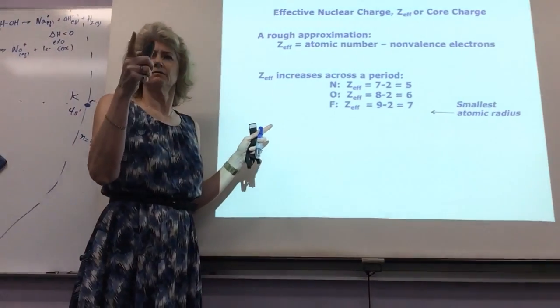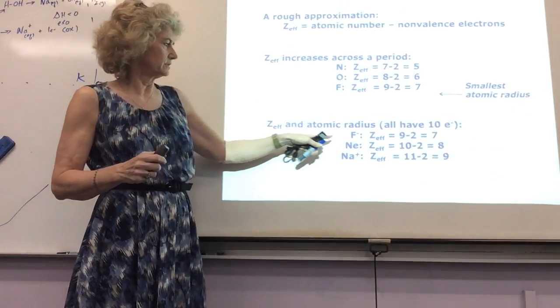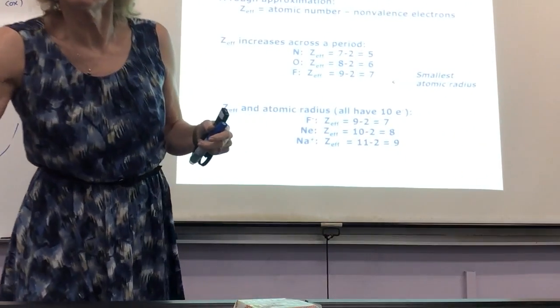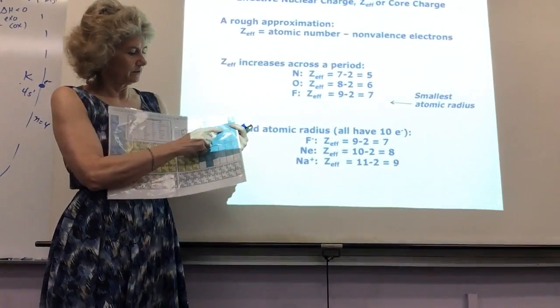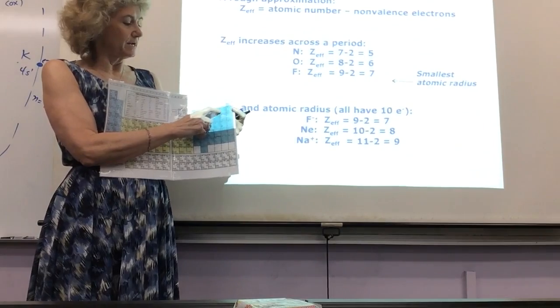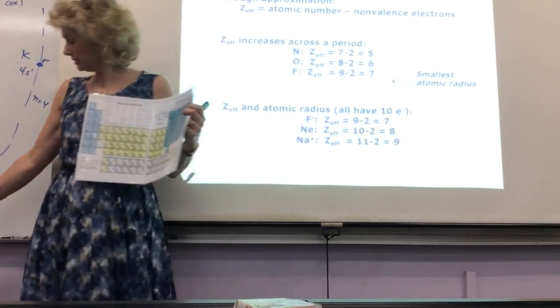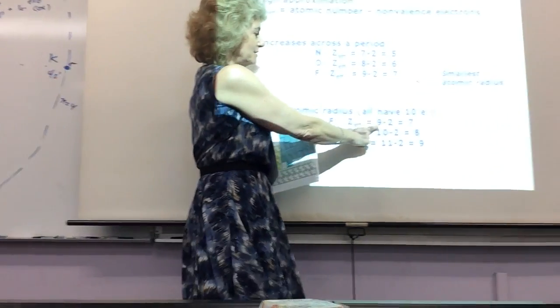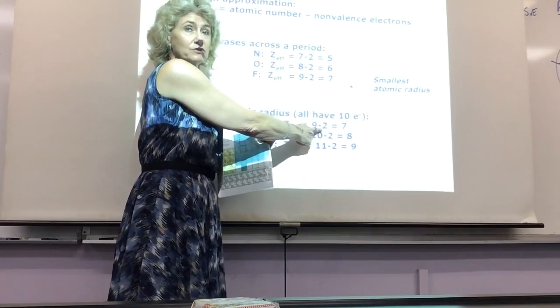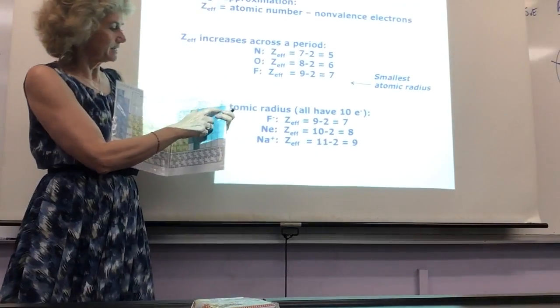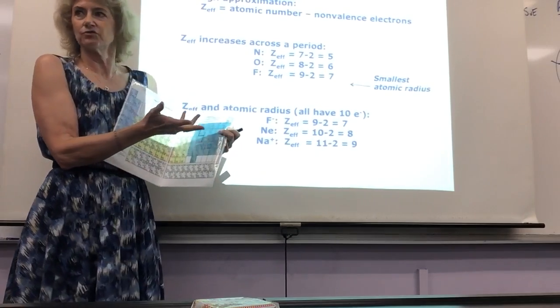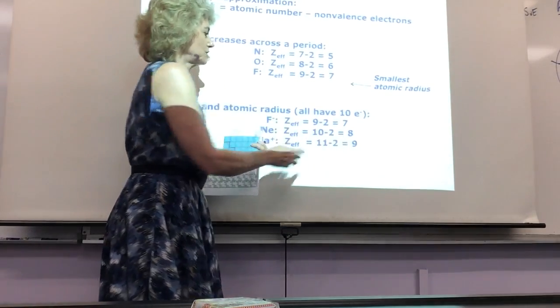But someone asked about, I think, Connor, you alluded to this. So fluoride ion, here's fluorine. Fluoride is noble gas configuration, neon's configuration, but it's atomic number 9. It still only has 2 core electrons, so its Z effective is 9. Neon is number 10 minus those 2 electrons, so its effective nuclear charge is 8.